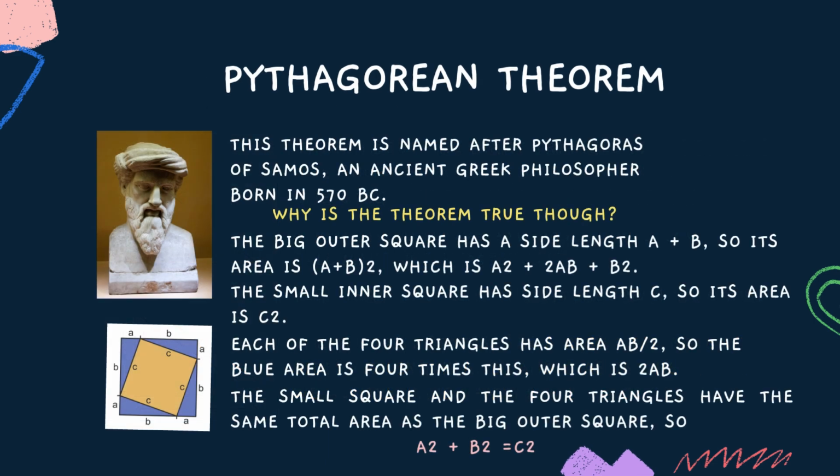The Pythagorean theorem is named after an ancient philosopher born in 570 BC named Pythagoras of Samos. Well, why is the theorem true, though? We can check that with this diagram.